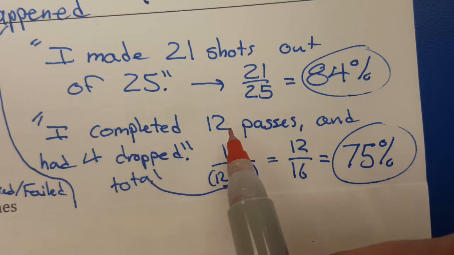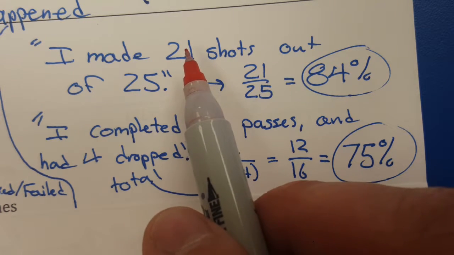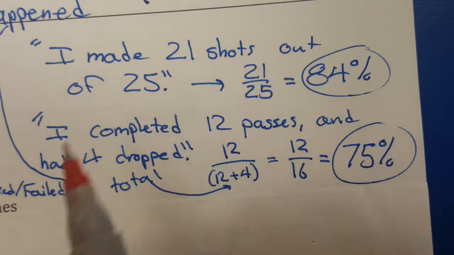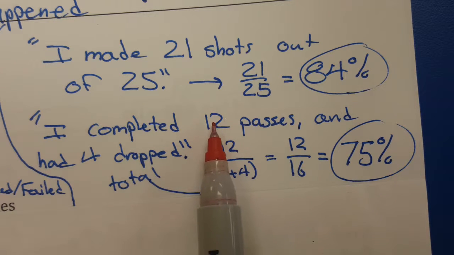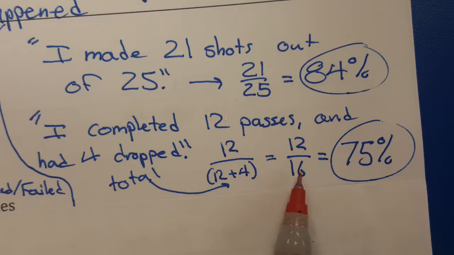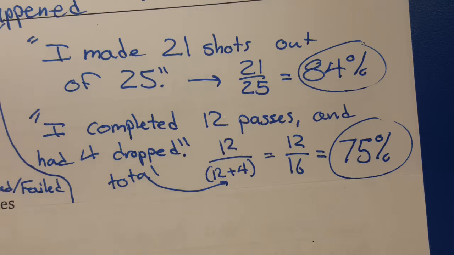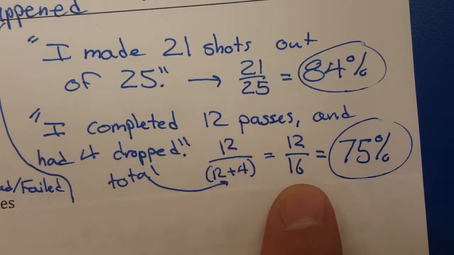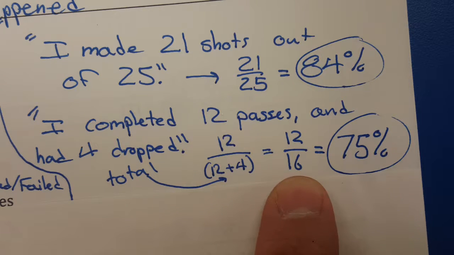So sometimes they don't just straight up give you the 2 numbers that you divide. They give you the 2 different parts of the story. So like up here, I made 21. I missed 4. So there's always that third number of the story that's not always given to you. Right here, 12 completed, 4 dropped, 16 is the number that was not given directly, but I can use the given information to find that missing piece. So you always want to divide by the total. Always want to divide by the total. Always want to divide by the total. 12 completions out of 16 attempts total, 75%.